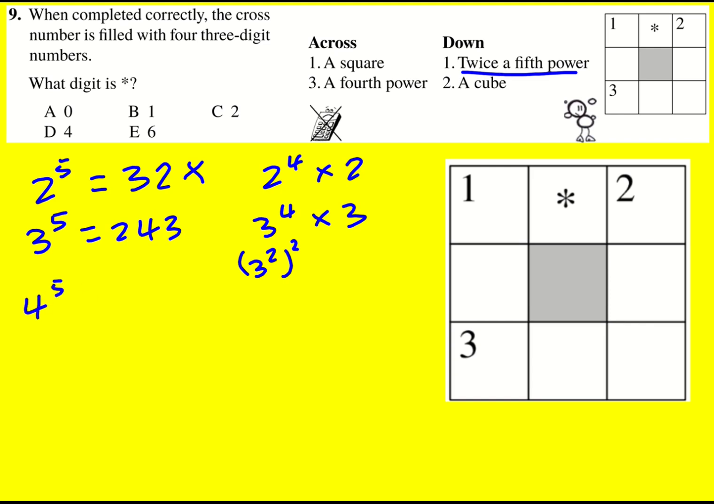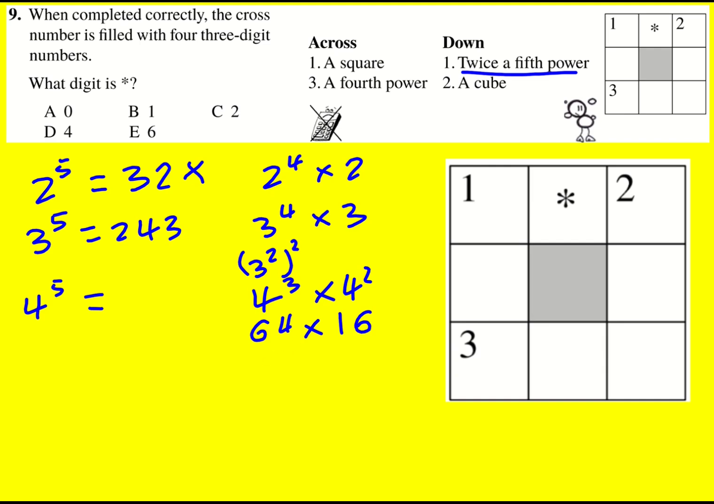4 to the power 5. The more you know about these sorts of numbers, the quicker you can be. But I couldn't just tell you what 4 to the power 5 is. I'd need to do a bit more work. But I do know that 4 to the power 3 is 64. And then 4 squared is 16.